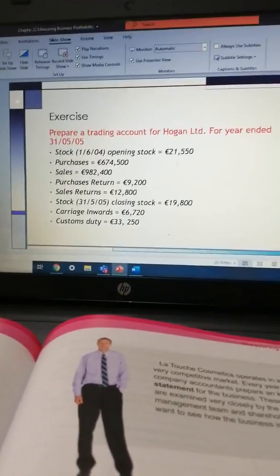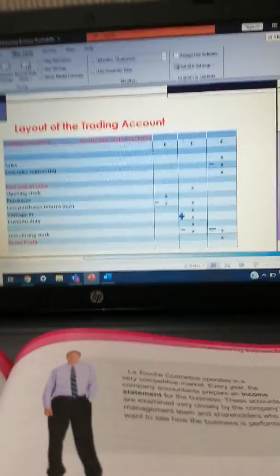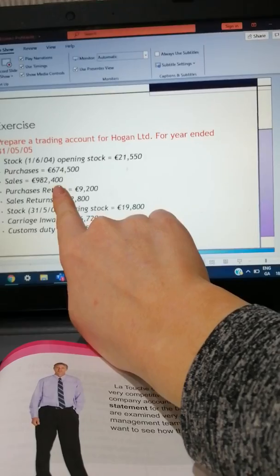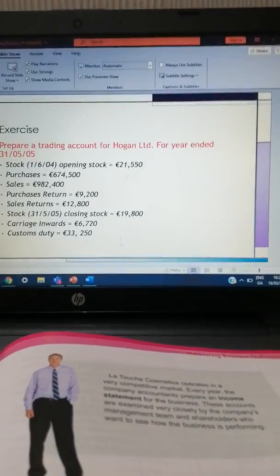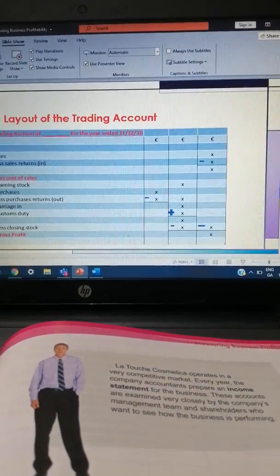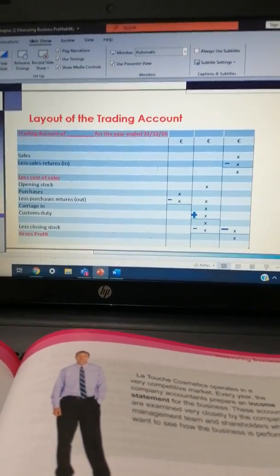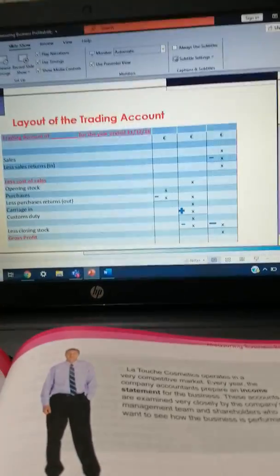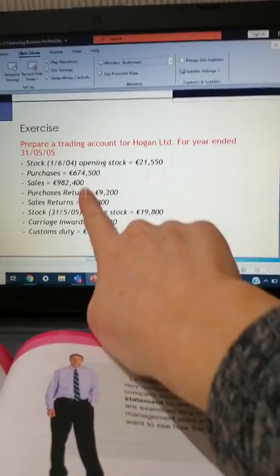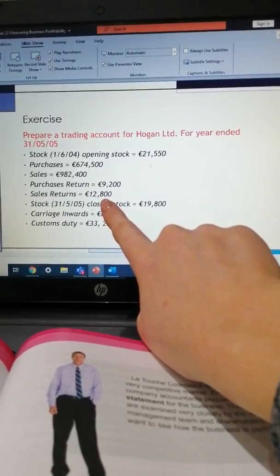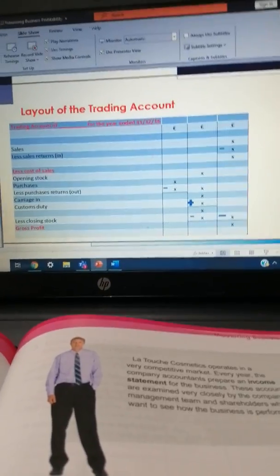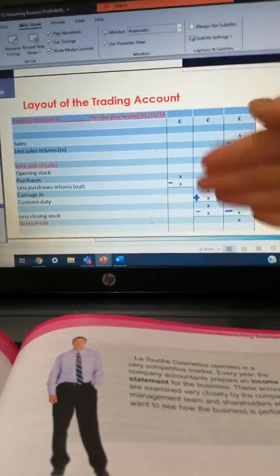For example, the first thing in the layout is sales, and we have our figures. So I'm going to go down to the exercise, look for sales, and say sales is 982,400. Then I have my layout, and in my copy or on the laptop I write 982,400 or whatever in sales. Then I go to sales returns, I go down and find sales returns 12,800. So I'll go to sales returns and write 12,800 there. So you just plug in the numbers.